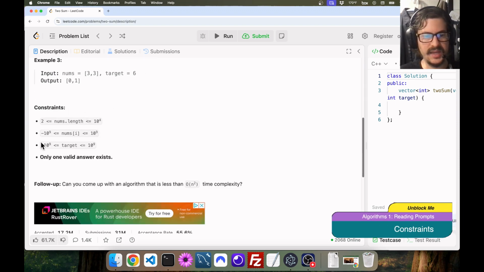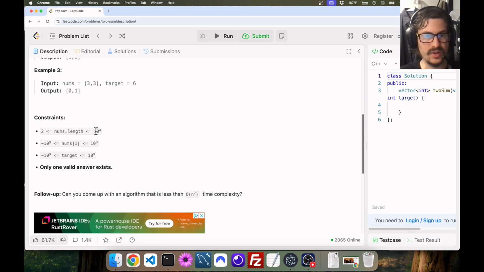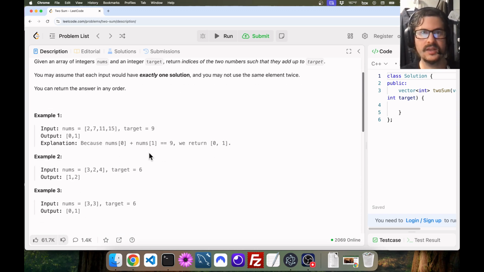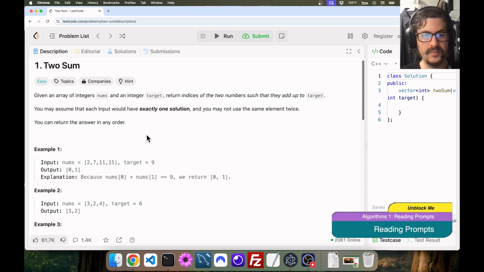Constraints, honestly, I don't pay a tremendous amount of attention to these. This is just saying you're going to have at least 2 numbers in the array and no more than 10 to the 4 numbers, which is, what, 1,000, I think? This is the size, and the target. Sometimes this is useful. I don't often pay a lot of attention to it because, especially in JavaScript, which is what I work in, it's not going to make much of a difference. The algorithm we build is going to run the same regardless. But here's all of your information.